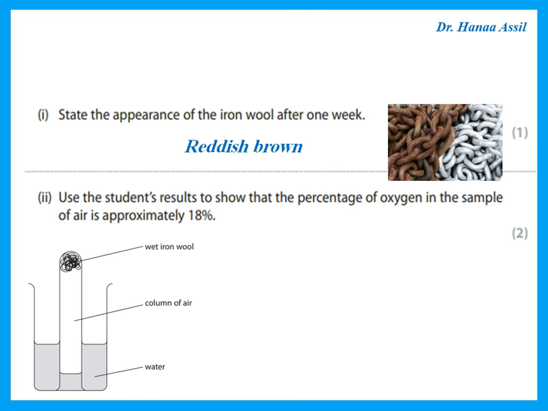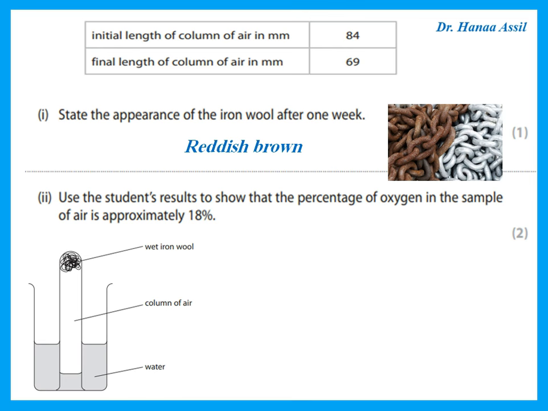Then he's saying use the student's results to show that the percentage of oxygen in the sample of air is approximately 18%. So we look at the table. This was the table he gave us. The initial length of air was 84. After we took away the oxygen, it became 69. He wants percent oxygen. How do I calculate the percent oxygen? The difference over the initial length, the difference over the original length times 100. This gives about 18%.